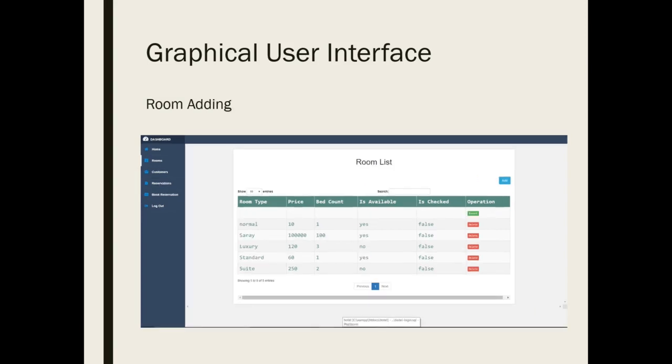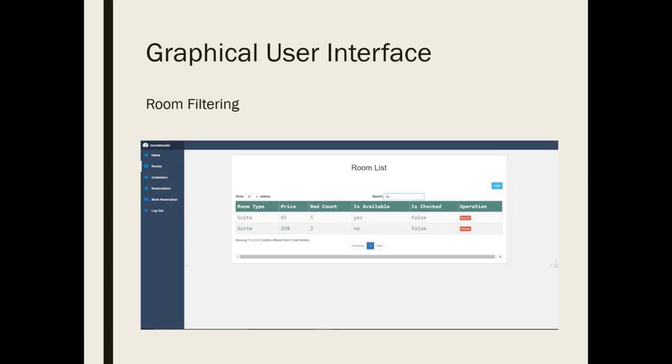When a room is going to be added, the user simply clicks the Add button and a new row appears, and if all sections are filled, the user can add a room by clicking the Insert button.